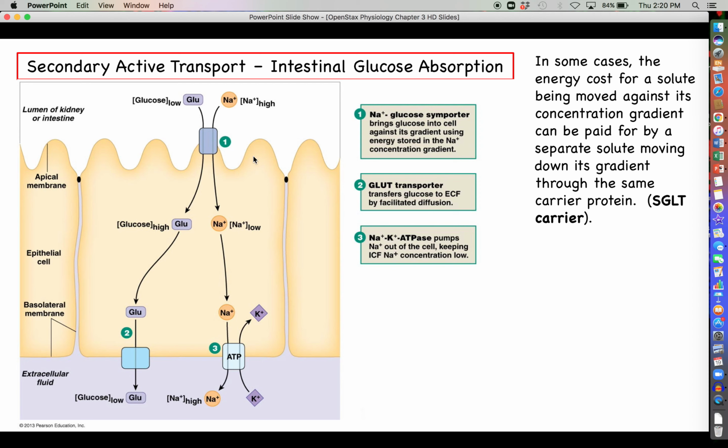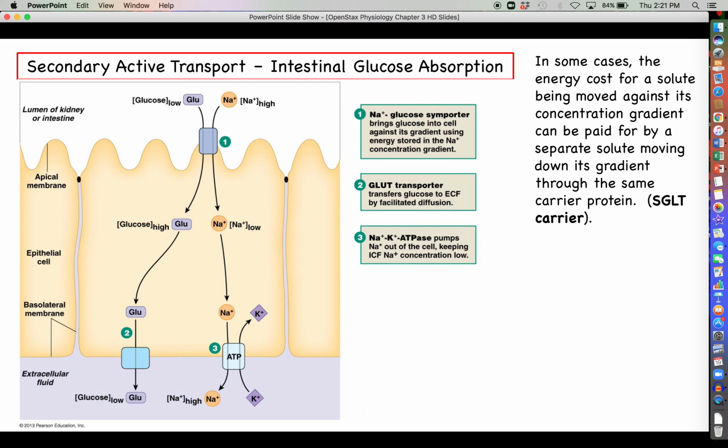Okay, by using secondary active transport, by using this SGLT carrier, we let glucose inside the cell. So now we've got a bunch of glucose inside the cell. That's great. We've crossed the apical membrane, but we know now that we also need to cross the basolateral membrane. Okay, let's check our concentration gradients again. We have a high concentration of glucose inside the cell and a low concentration of glucose down here in the ECF. Well, that's great. We actually have a favorable concentration gradient.